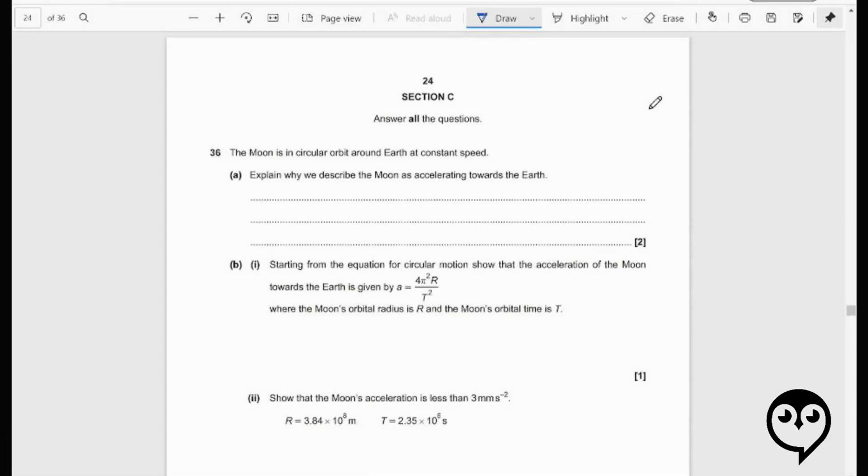Right, on to section C of the same paper. We've got a problem here about the moon.